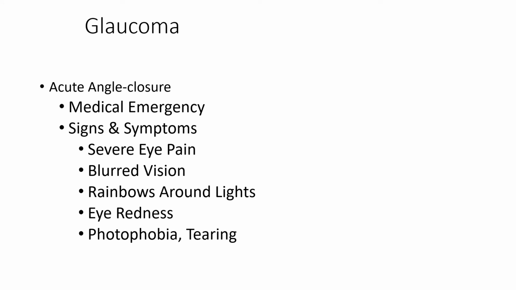We're going to talk about two different types. The first one is acute angle closure, which is a medical emergency, and it can result in blindness if it's not treated fast. Signs and symptoms are usually a very sudden onset with severe eye pain and headaches, blurred vision, and the cornea becomes cloudy. There can be rainbows around lights. They can have eye redness, photophobia, and the eyes can become hard, and the patient can complain of nausea and vomiting.